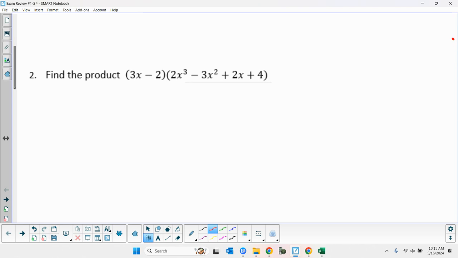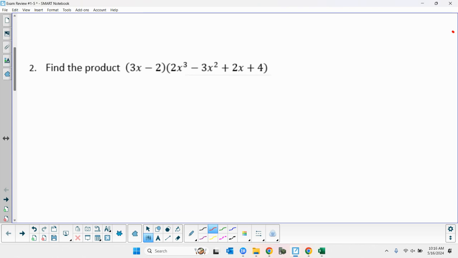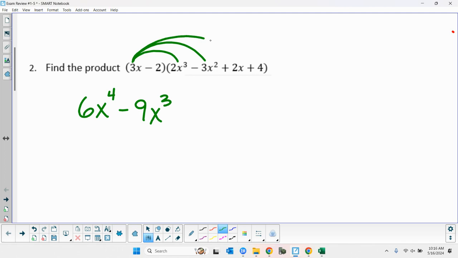Okay. Number 2. Product means what? Multiply. So 3x times 2x cubed is 6x to the 4th. Add your exponents. 3 times negative 3 is negative 9x to the 3rd. 3 times 2, positive 6x squared. And 3 times 4, 12x.